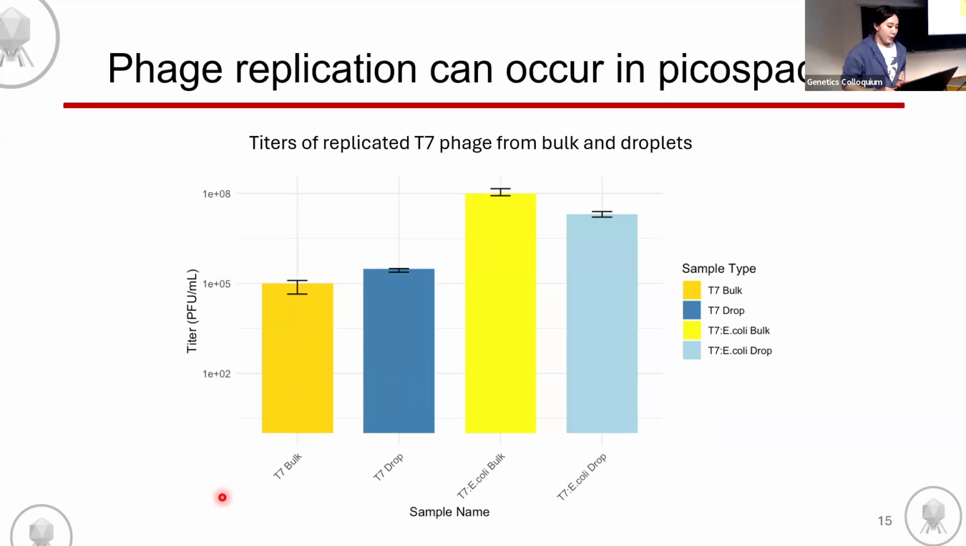You can see in this first plot right here, first and second bars, this is for T7 that are in bulk conditions, so basically milliliter spaces, and T7 droplets, which are in picoliter spaces. You can see that the titers are pretty similar after I collect all of the phages. And then after I let them replicate with their host, which is E. coli, you can see that the titer increases, indicating that the phages are able to replicate within picospaces.